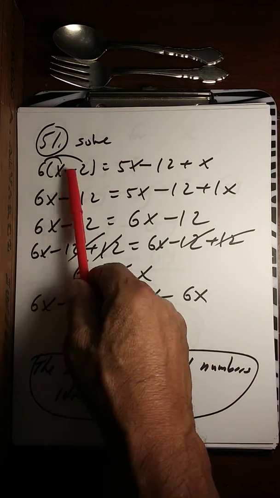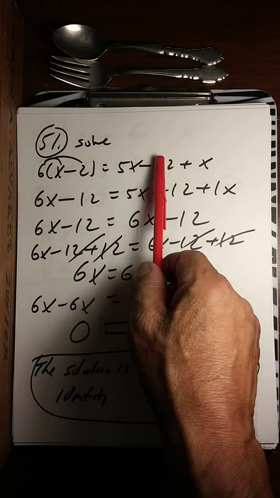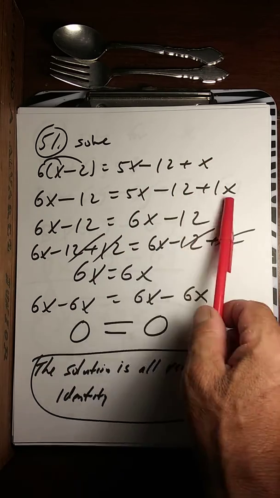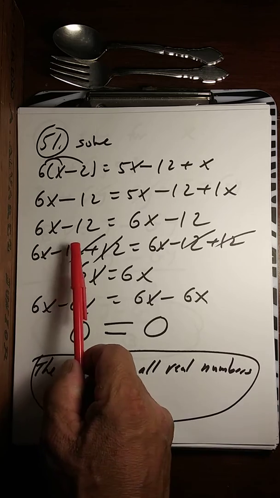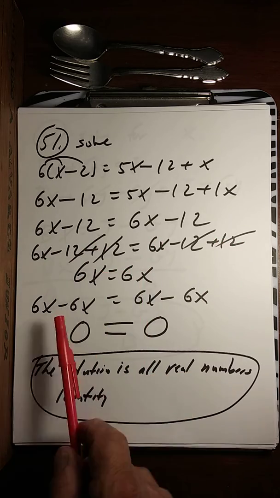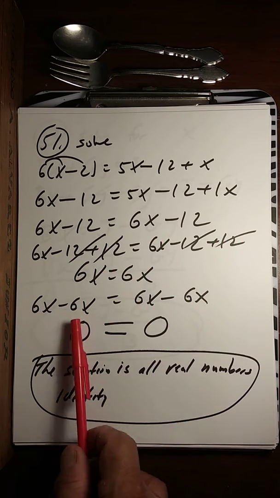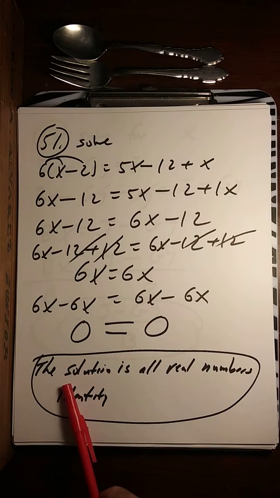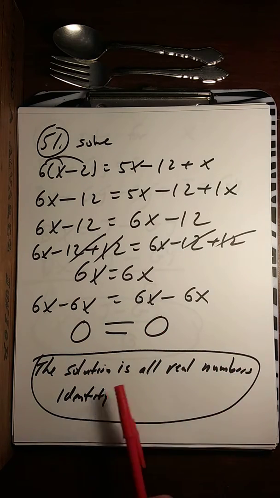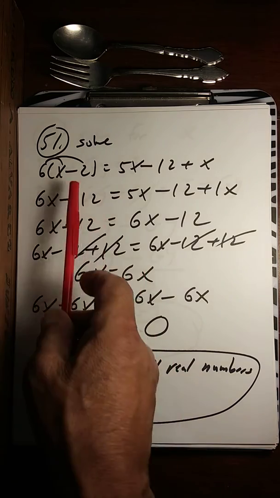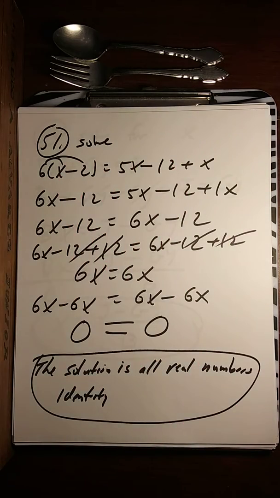Solve this one. So that turns out 6x, that turns out minus 12. 5x minus 12 plus that. This is 1x. Add them together, 6x. So now, plus 12 plus 12, 6x equals 6x. Minus 6x, minus 6x, so we have 0 equals 0. That means the solution is all real numbers, an identity. In other words, whatever number you want to put in there, 5, 7, they always work.